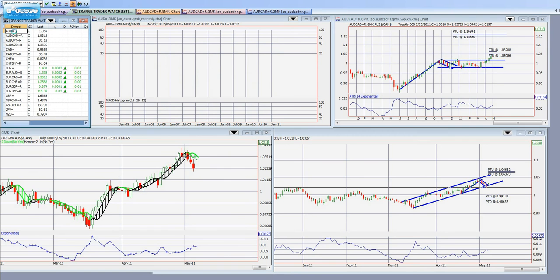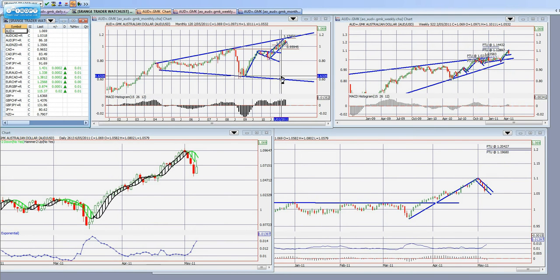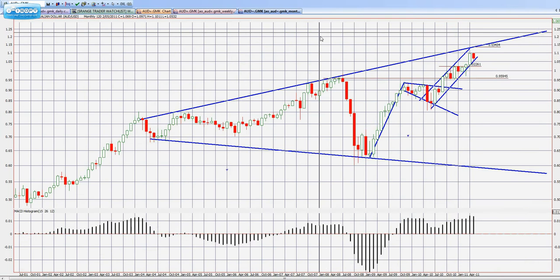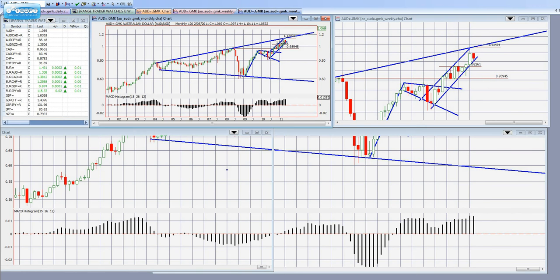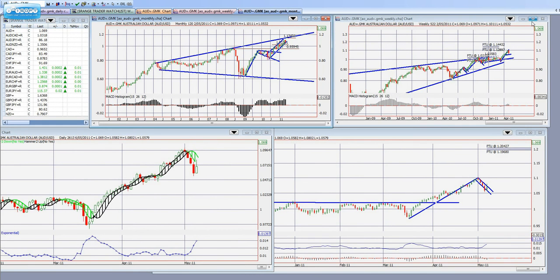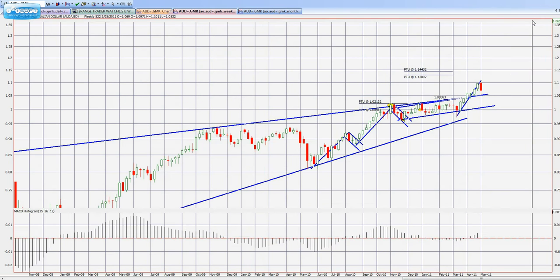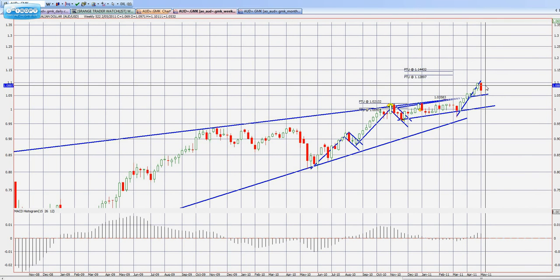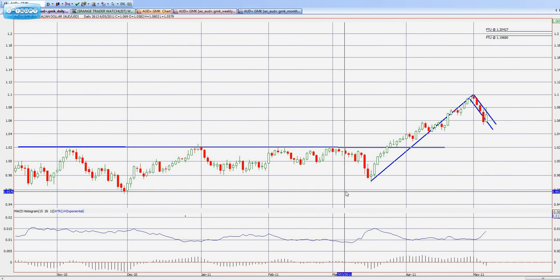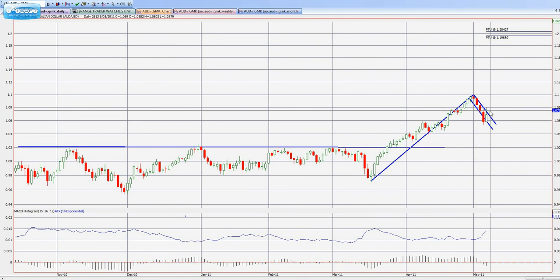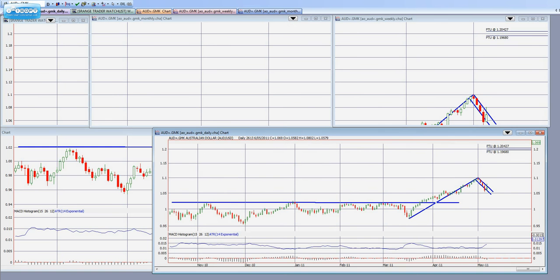Basically the Australian dollar, it's still nice and healthy in the monthly channel. There's no real targets as of yet on the Australian dollar. The weekly looks like a flag formation could be forming. Last week it did touch down on support and bounce back up again, but really the daily that I've got is a formed flag and it's just waiting to break. So that's just a matter of time.